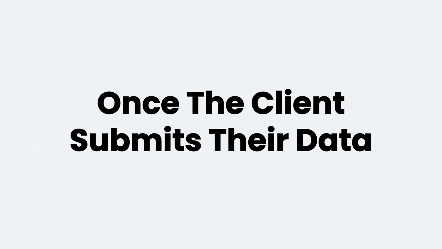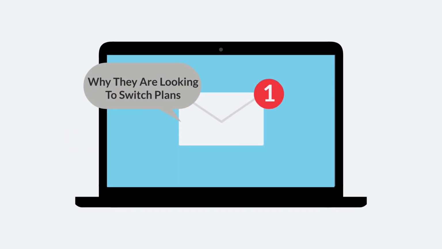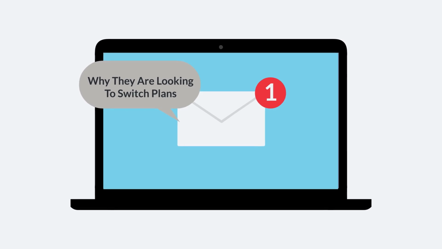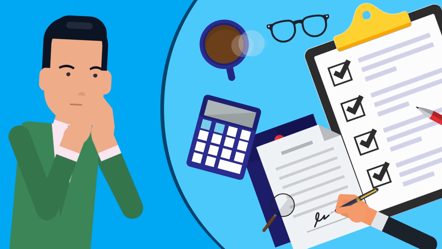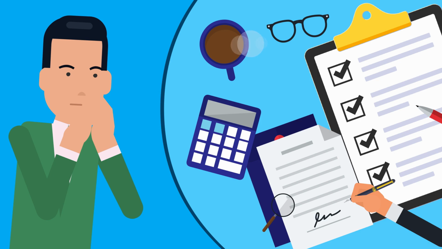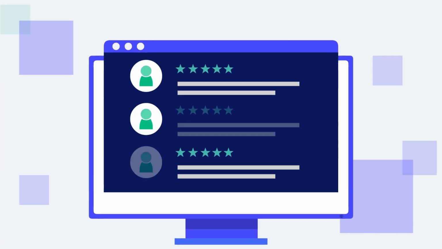Once the client submits their data, an automated thank you email will be sent, as well as a follow-up questionnaire that asks why they are looking to switch plans, if they are currently receiving Medicaid benefits, if they currently pay for their Part B, and if they receive VA benefits. This information will also populate into the client's contact.